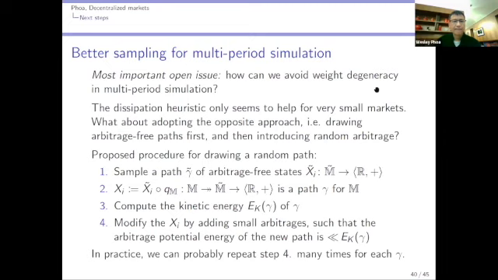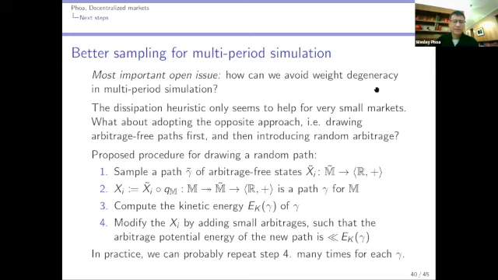Okay, so what next? Well, I guess the most serious problem is how hard it is to do multi-period simulation and avoid weight degeneracy. So I think that's the most important open issue in trying to do anything else really interesting with this, if that's even possible. And this dissipation heuristic that I described there only seems to help in very, very small toy examples.